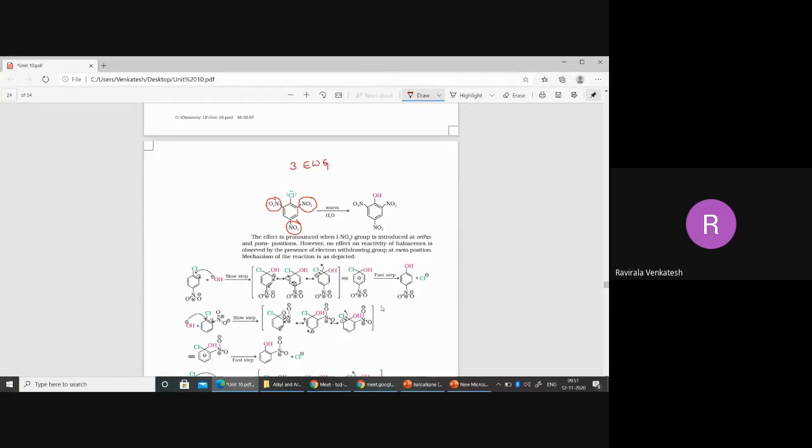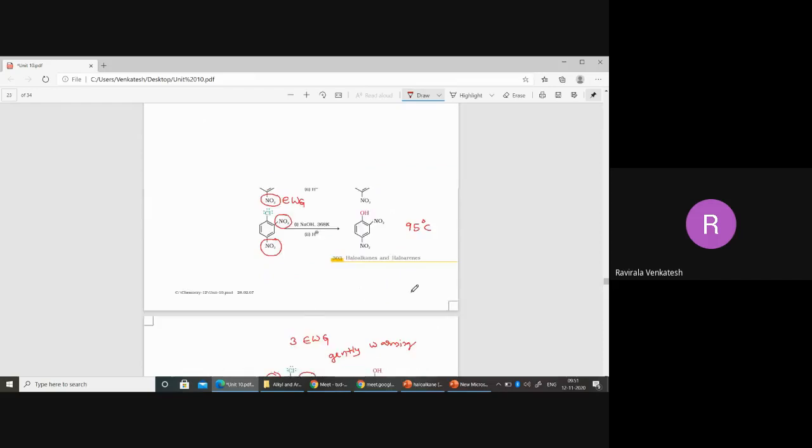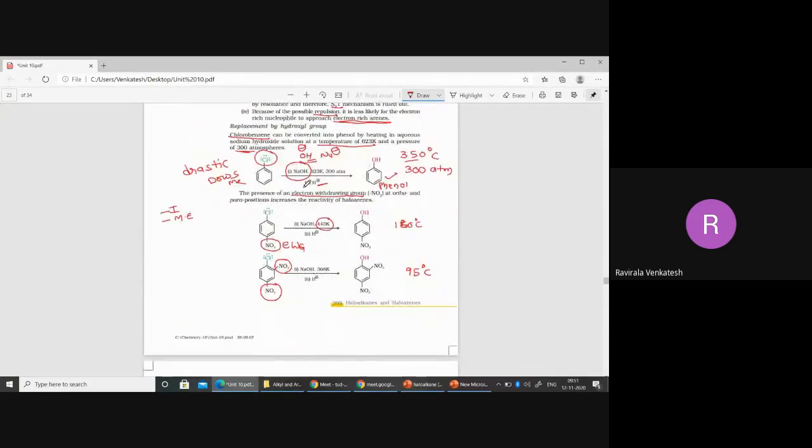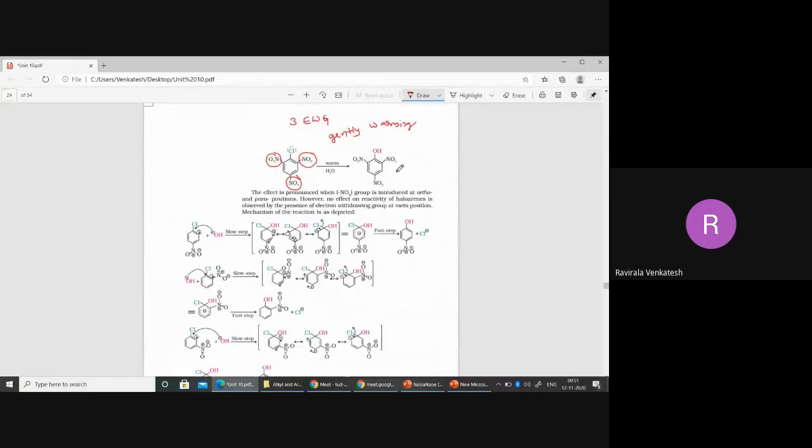Now at normal temperature, by simply gently warming, which reaction is taking place? Nucleophilic substitution. Previously, chlorobenzene was very difficult to undergo nucleophilic substitution reactions. We need drastic conditions, high temperature and high pressure, isn't it? We are providing some energy to that. But now, when you place electron withdrawing groups, the reaction takes place readily. So this is the reason.